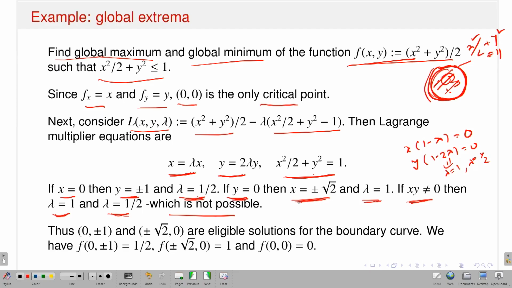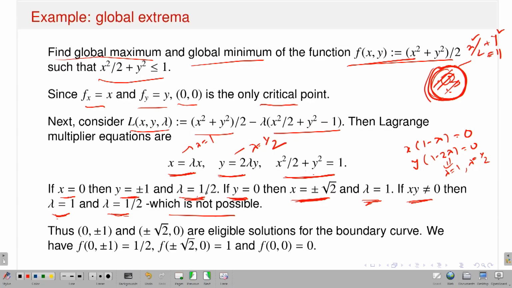And if y is equal to 0, then x is equal to plus minus square root of 2 and lambda is equal to 1. Now, if x is non-zero, y is non-zero, that implies these two equations, you have lambda is equal to 1 and you have lambda is equal to half. Okay? Now, if I have lambda is equal to 1 and lambda is equal to half, which is not possible. Okay, now clear.